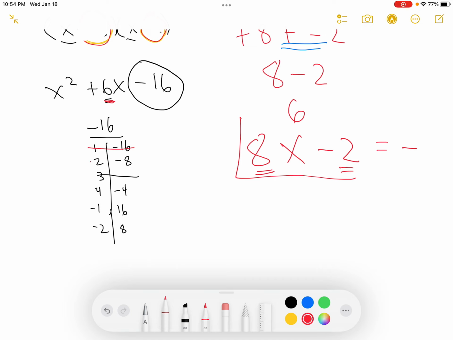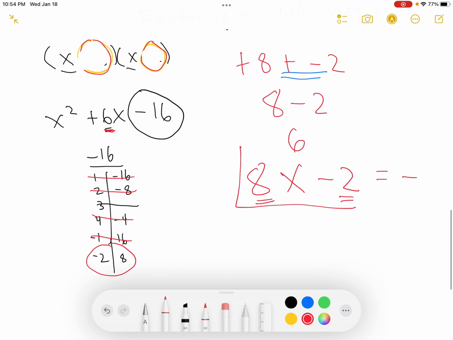2 minus 8, that's negative 6, no go. 4 minus 4 is 0. I'm starting to feel really discouraged now. Negative 1, 16, that's 15. Doesn't seem like anything works out. And then suddenly, aha, negative 2 plus 8. That's the same thing as 8 minus 2. And so now I can fill that in here. This is (x - 2)(x + 8). And that is how you factor that.